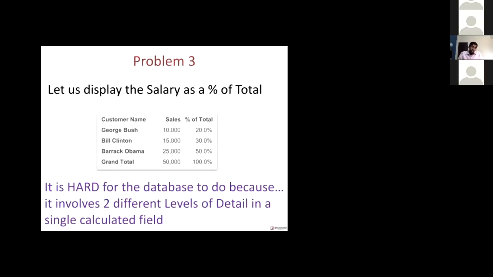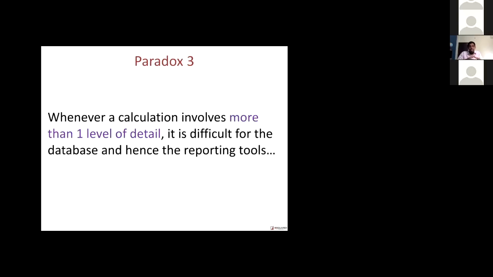In case you don't have a database background, if you're working on Excel or just your exposure is Tableau itself, it's like you have 2 different reports and you have to come and combine them. In Excel, you can put them side by side and you can do this divided by that very nicely. But we are in the world of Tableau, you can't do that, right? So that's why it's really difficult here. So whenever a calculation involves more than 1 level of detail, it's difficult for the databases. Essentially, you will have to do 2 different queries or two different steps and then combine them in a certain way, right? So that's why this is a paradox.